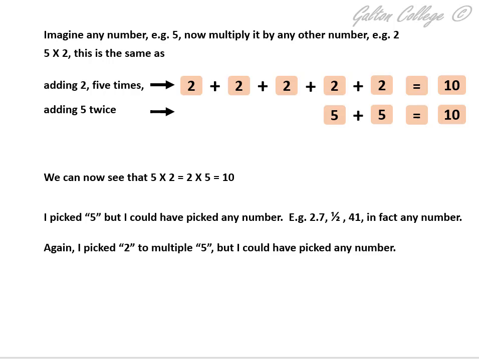I picked a 2. Same thing. Why did I pick 2? Well, why not? It's just a number. I could have picked 3 or any number, but it works. It works for 2, so it works for 3 as well. I just have to write more numbers on the slide. So it's just 5 times 2.